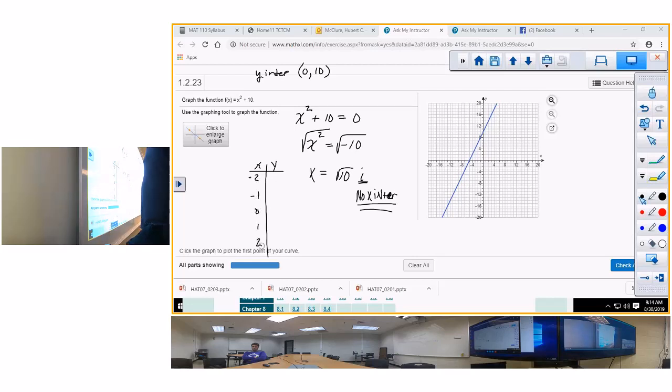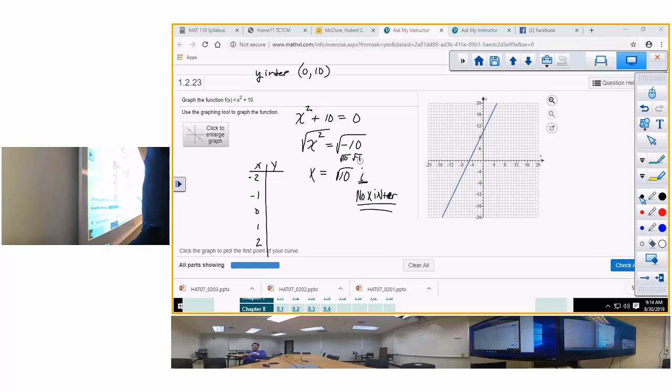Question. Yes, where did you get the i from? Okay, we'll get into that later, probably in chapter 3 or the latter part of chapter 2. When you take the square root of negative 10, you change that into the square root of 10 times the square root of negative 1. And the square root of negative 1 is i. But we'll get into that later.